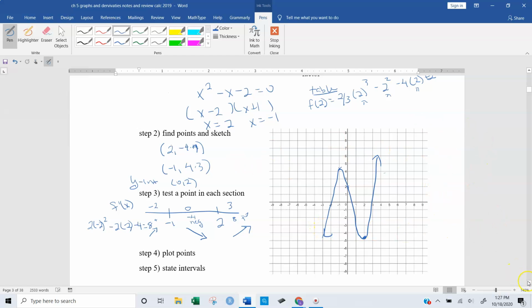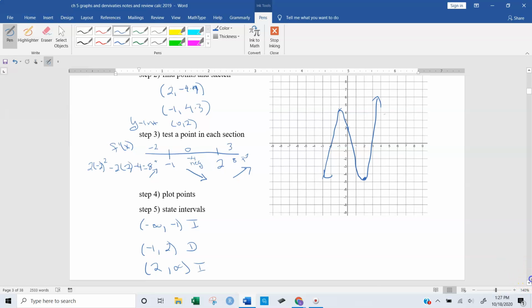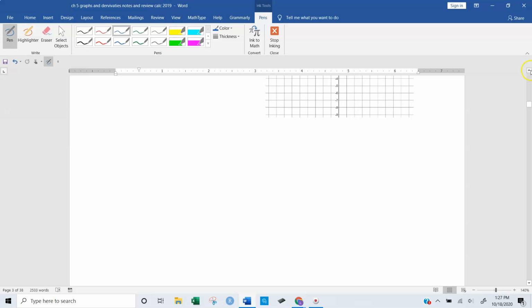So now if we had to do this using interval notation, we would say from -infinity to -1, it is increasing. From -1 to 2, it is decreasing. And from 2 to +infinity, it is increasing. All right. If you have any questions, make sure you're posting them or pause and read your book. It's got the same stuff, which would help you out also. All right. Pause the video and do yours.